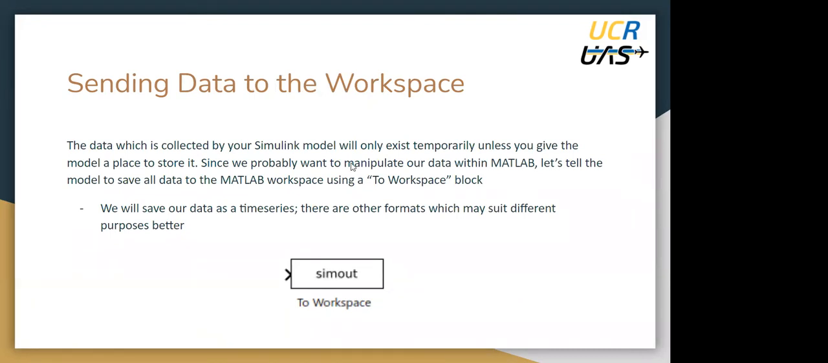Now that we've got data in the Simulink model, we need to transfer it to the MATLAB workspace, because otherwise all that data will go away once your simulation ends. So we're going to save our data to the MATLAB workspace using a toWorkspace block. We'll be saving our data as a time series, although there are other formats which may suit different purposes better. And this here is an example of what the toWorkspace block looks like.